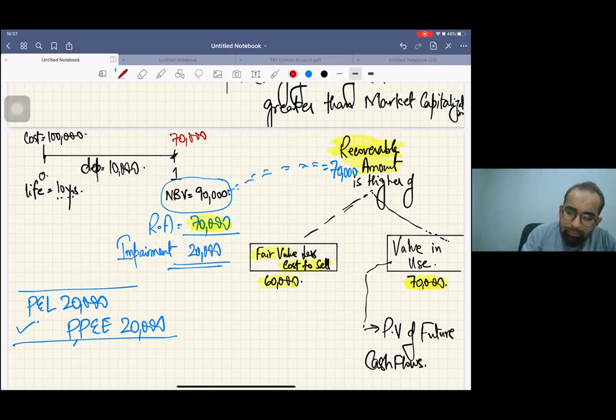So what's your total life? The total life was initially 10 years. So after one year, your remaining life will be 9 years. So for future depreciation, the very simple rule is, you take 70,000 divided by 9 years, and you will get the future depreciation per year. That's it. Okay.